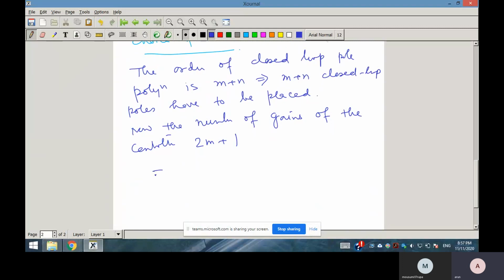So the number of free variables should be at least equal to the number of closed loop poles to be placed. So 2m plus 1 should be greater than or equal to m plus n. This implies m should be greater than or equal to n minus 1. This is a very important equation.